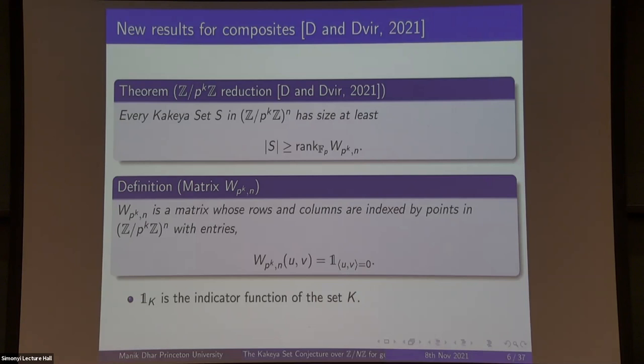So it's just a simple 0-1 matrix, and you just need to figure out its rank over the field FP. You mean it's really the rank modulo P, not over Z mod P to the K? No, over FP. Maybe it was possible to improve our argument to do that, but what we have in the paper is precisely FP.